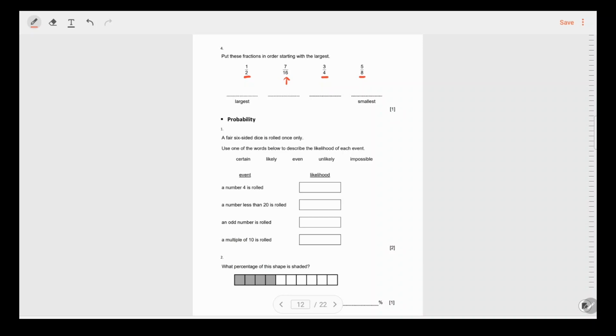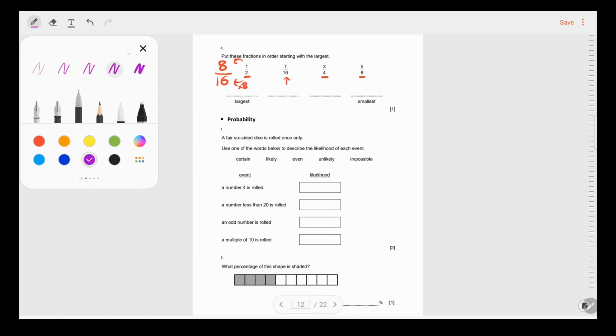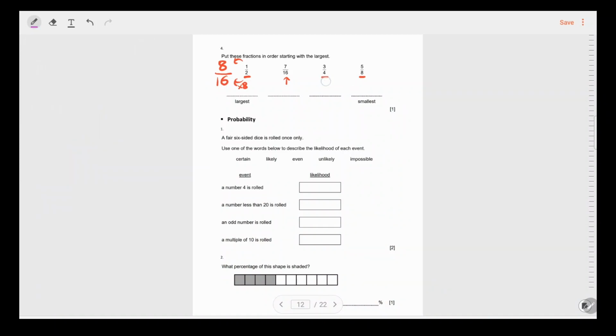So what we would do is to convert this, we multiply 2 by 8. So the same thing over here by 8. 1 times 8 is 8. 2 times 8 is 16. So half is equivalent to 8 over 16. And then we would do the same here.